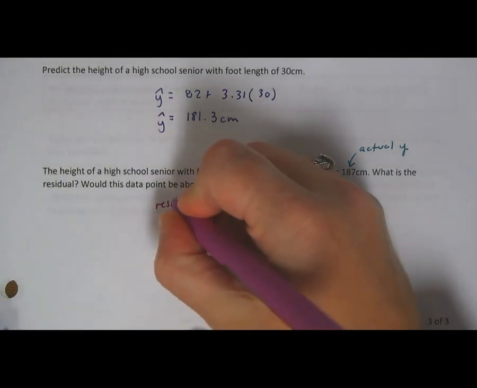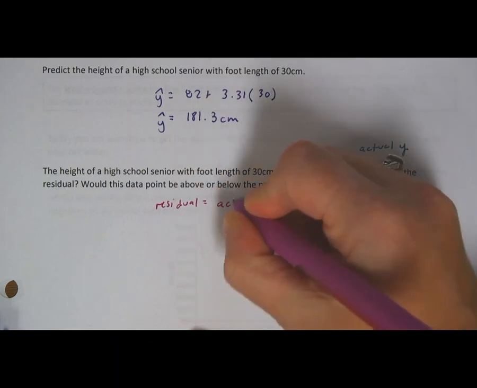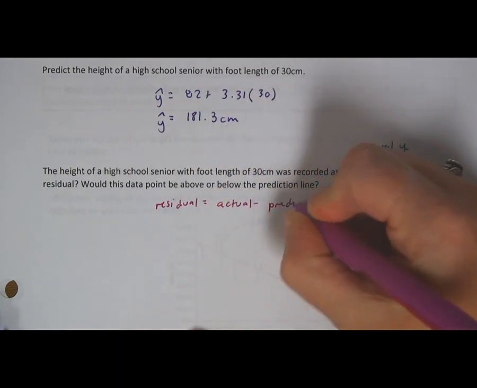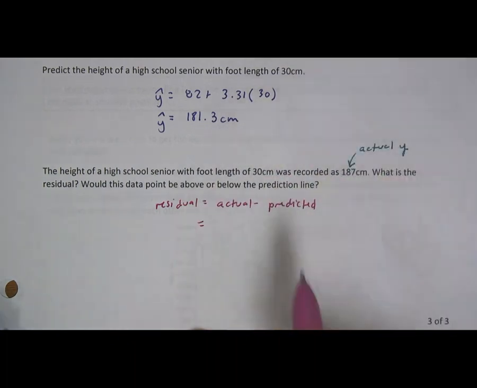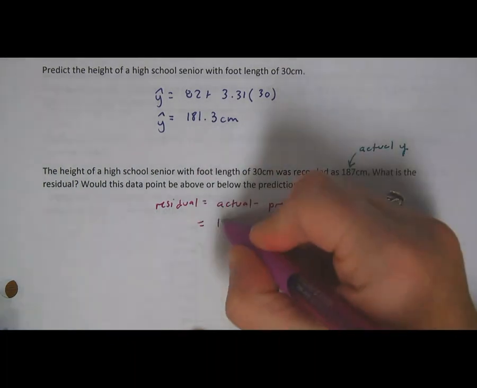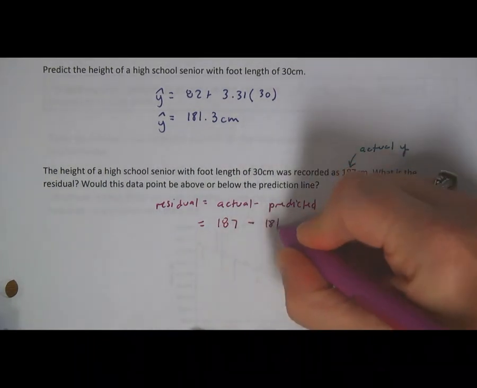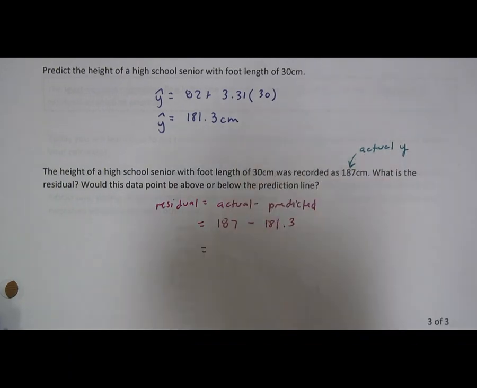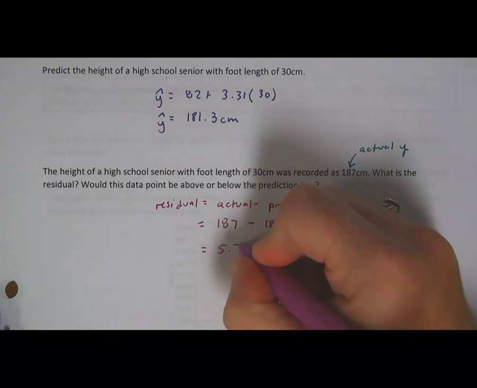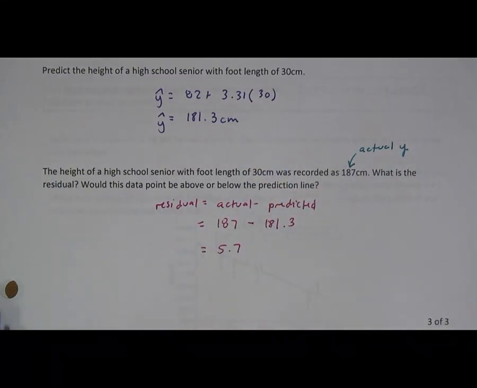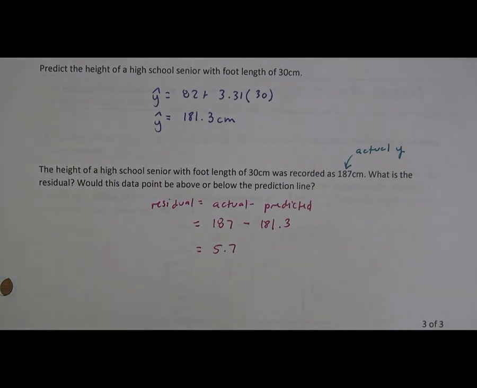So for residual, you need actual minus predicted. We just calculated the predicted up here. The actual it gives me is that the student is 187 centimeters tall. I predicted that they were 181.3 centimeters tall. So the residual is 5.7. Would that data point be above or below the prediction line in the scatter plot? Above, yeah. And I just want to show you something really cool.